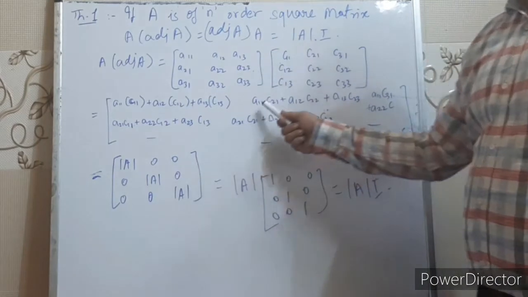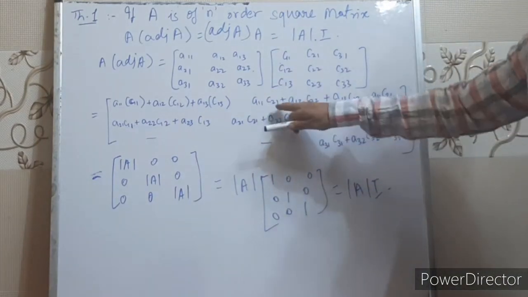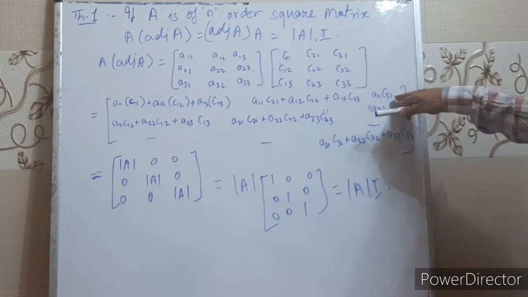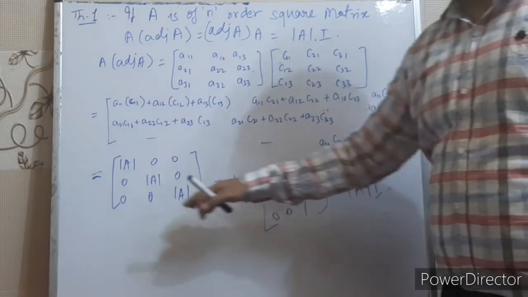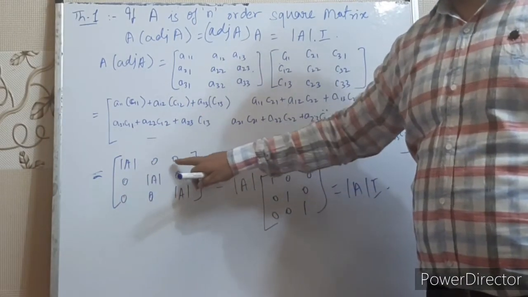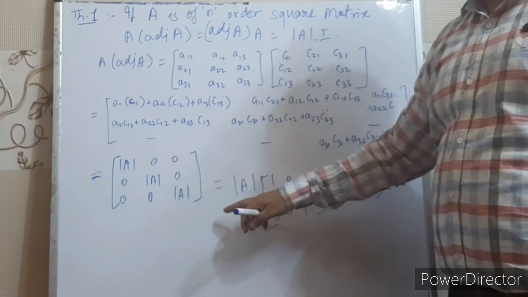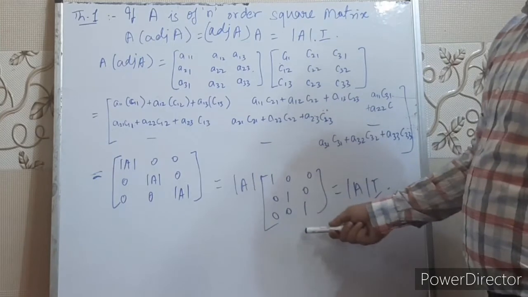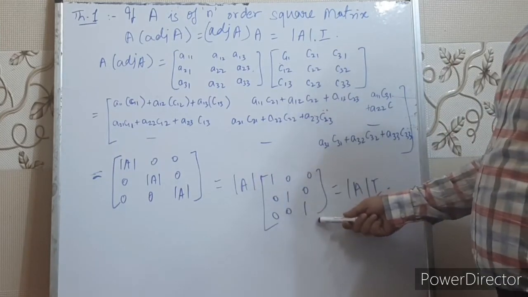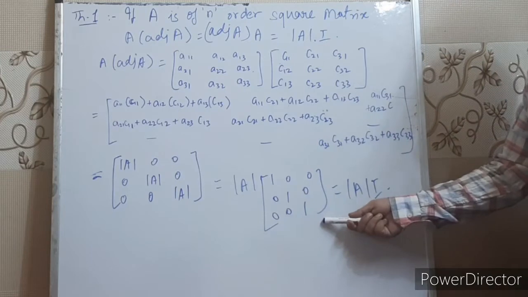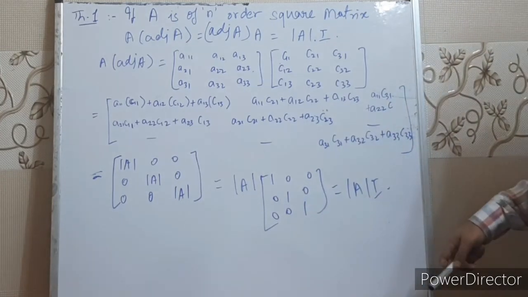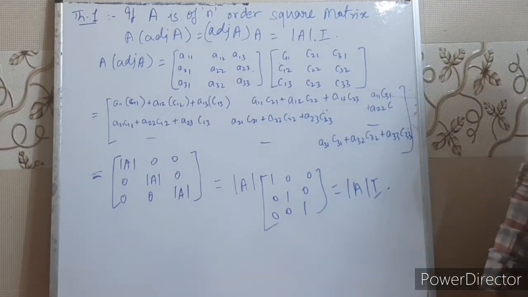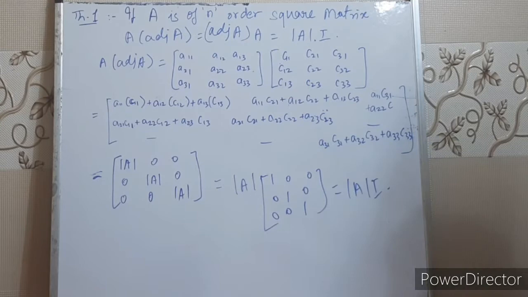This will be 0, 0 because these are the corresponding cofactors of some other row. And this is the corresponding cofactors of row 3. And these are row 1 terms, right? So children, this will be determinant A, 0, 0, 0, again determinant A. You can see that we can take determinant of A common from this matrix, and when we do that, what do we get? A diagonal matrix having 1s as elements, which is known as the identity matrix. So we can easily see that the value of A into adjoint A or adjoint A into A is determinant of A into the identity matrix. Note down please.